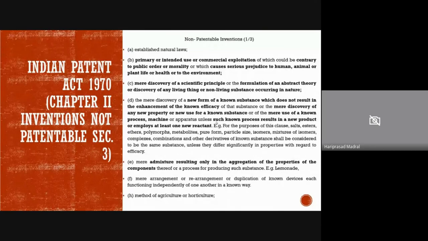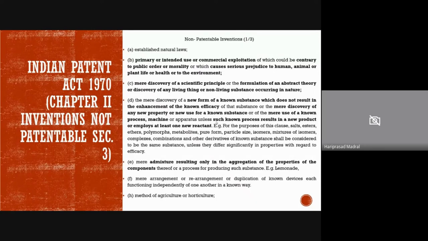Then subsection C, where it talks about the mixture or aggregation of the properties of components. For example, the common example is lemonade, where the properties of salt, lemon, sugar, and water are combined together to create a lemonade. So mixing of entities and aggregation of their properties, and creating a new product or idea or invention, cannot be patentable according to the Indian Patent Act.